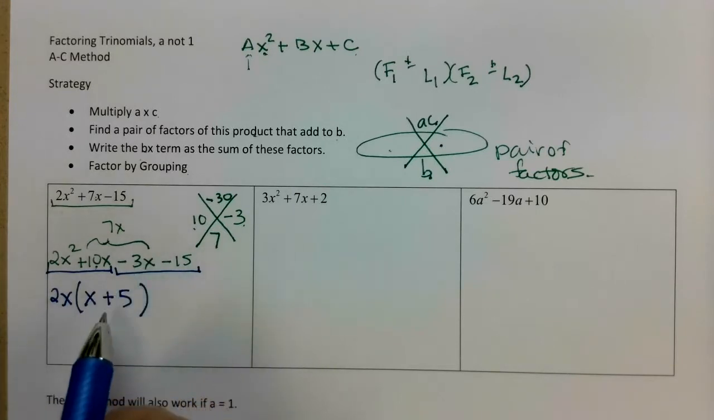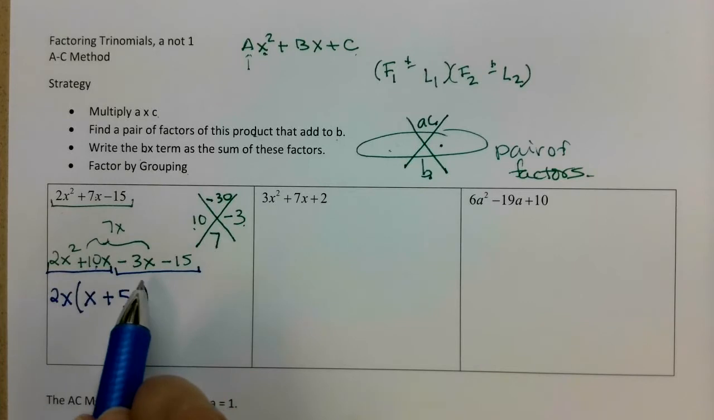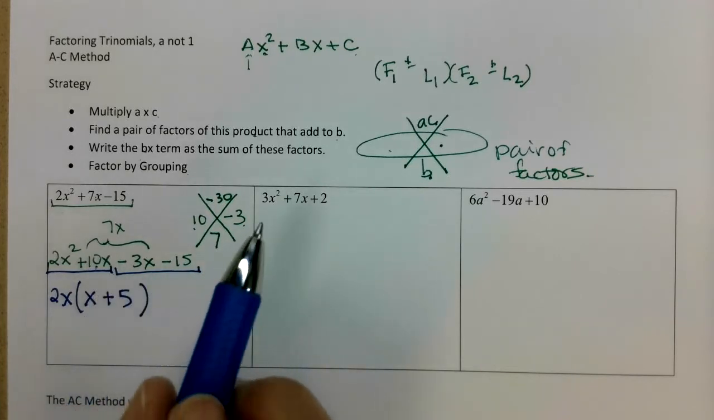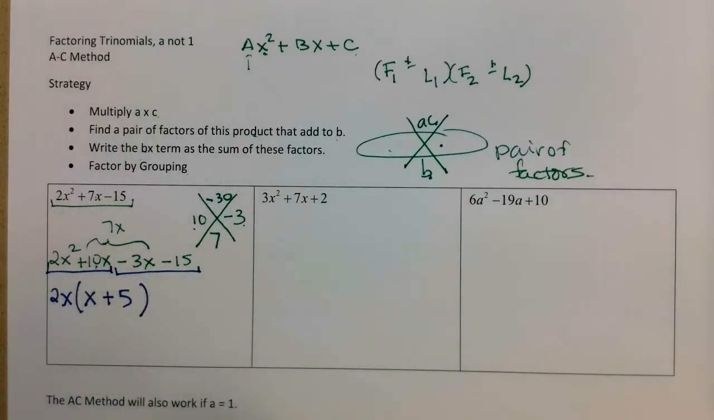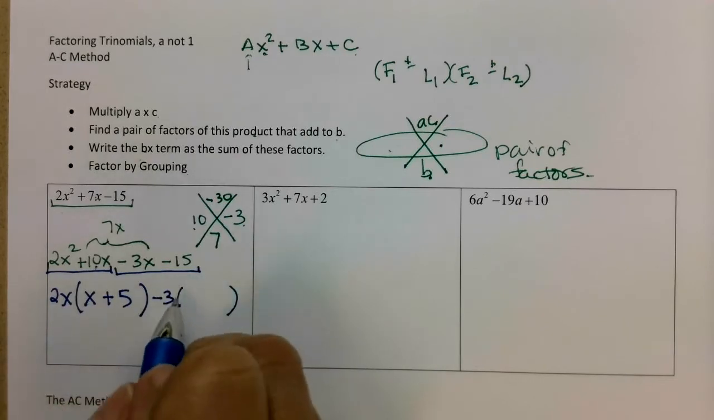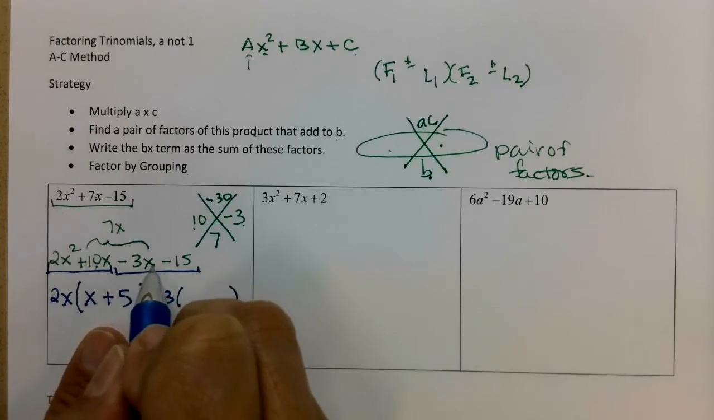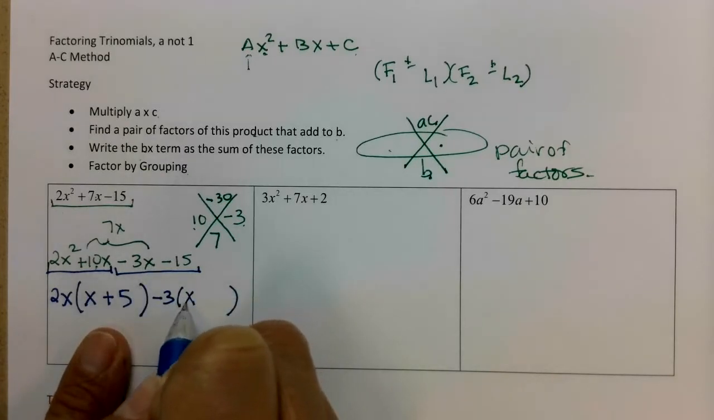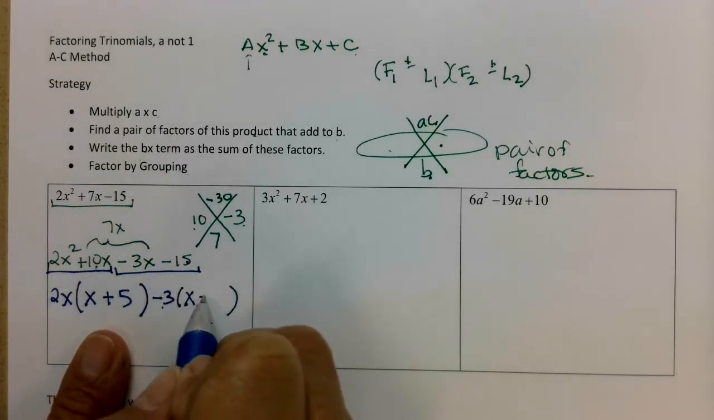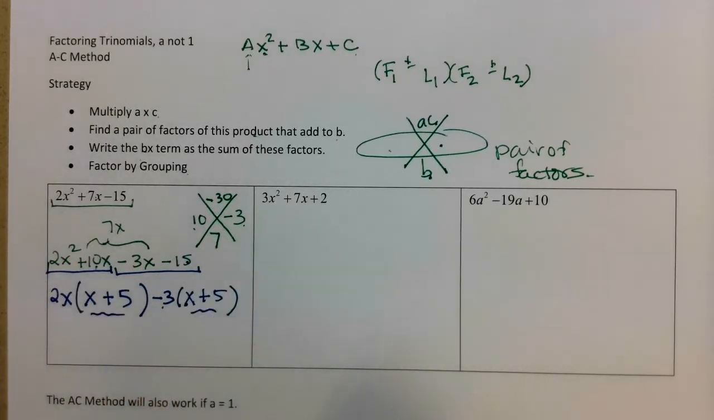Now remember, we're going to keep one eye on this x plus 5 when we look to our second group and think, okay, what's my greatest common factor? What should I take out? We would factor out a negative 3 so that I leave behind exactly x plus 5. Negative 3 out of negative 3x is plus x. Negative 3 out of negative 15 is plus 5. So there's that common x plus 5. Go ahead and factor it out.